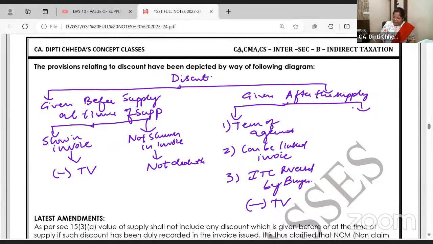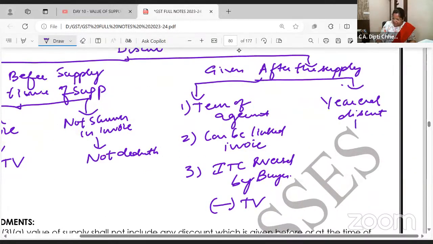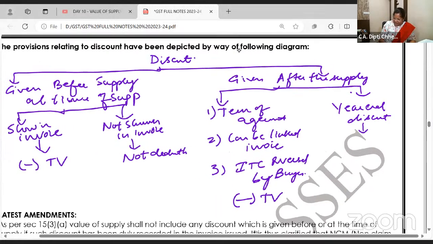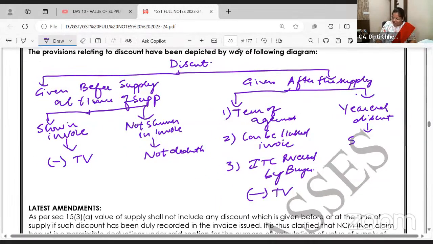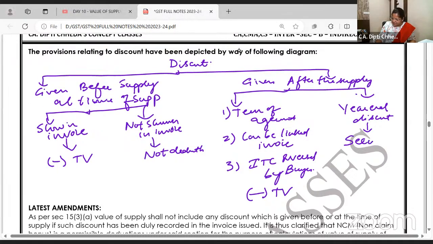And after the supply, if you give year-end discount, just done, then we are moving towards the problem. But ये लिख लो, 2 बार लिखने से ये learn होगा. Year-end discount or secondary discount. Not deducted. Year end discount है या secondary discount है ना, तो it's not deducted.